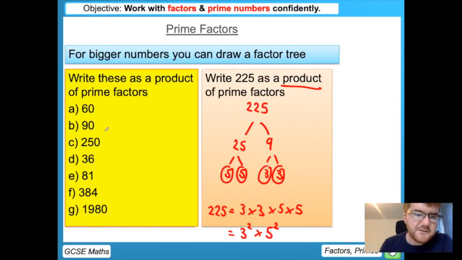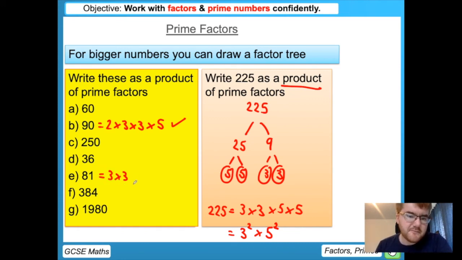Okay, so let's do 90. So 90 is equal to 9 times 10, which is equal then to 2 times 3 times 3 times 5. So well done if you got that one there. If we take 81, that's equal to 3 times 3 times 3 times 3. That's a lot of 3s. And that's equal to 3 to the power of 4. So well done if you've got that as well.